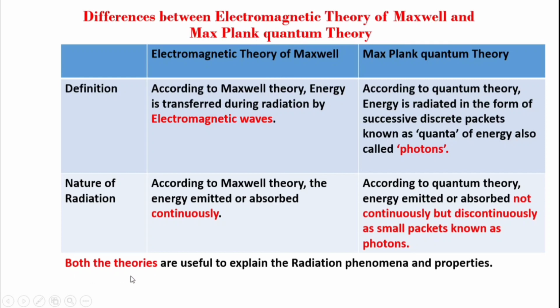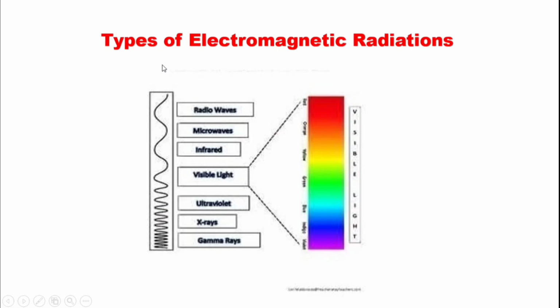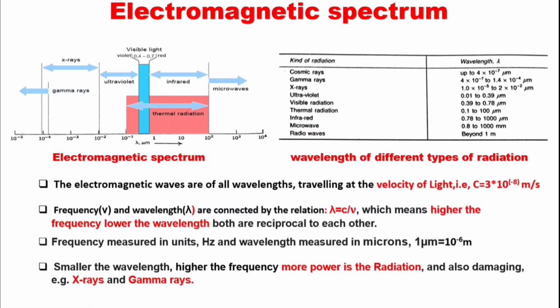In actual practice, both the theories are useful to explain the radiation phenomena and properties. Types of electromagnetic radiations. These are the different types of radiations: gamma rays, X-rays, ultraviolet radiation, visible light, infrared radiation, microwaves, and radio waves. These different types of radiations are represented on the electromagnetic spectrum.